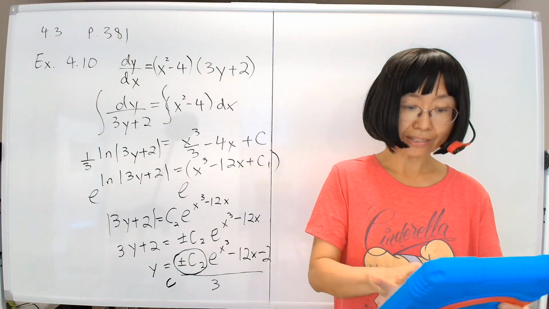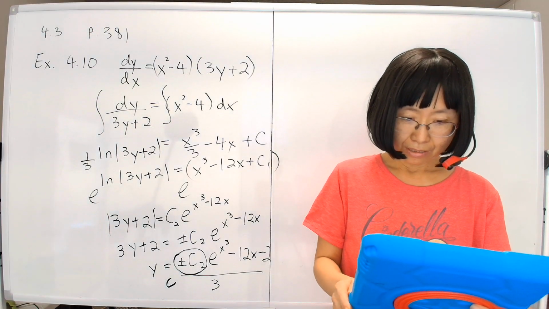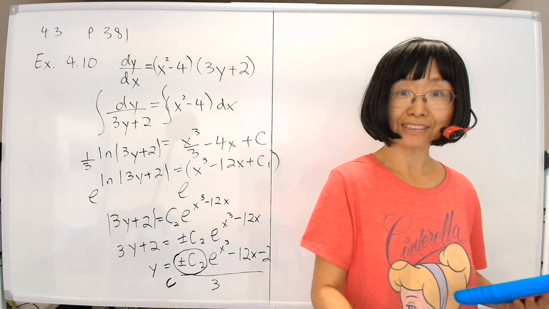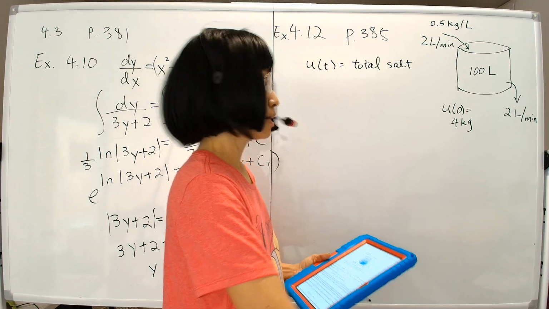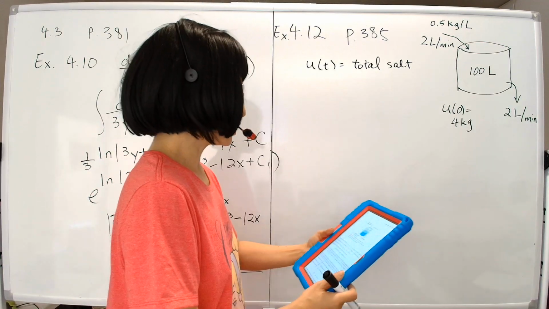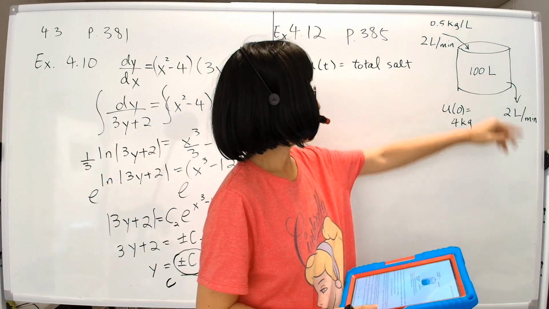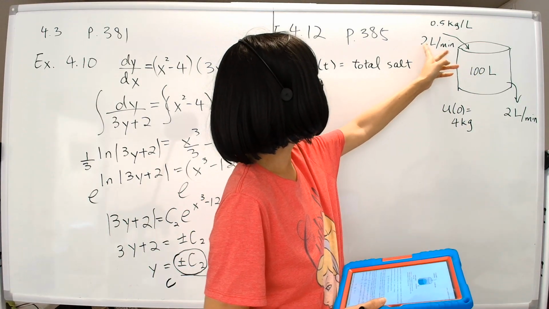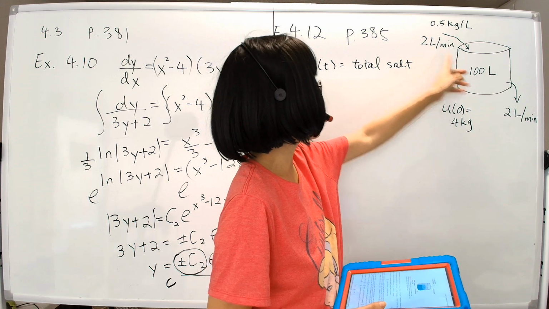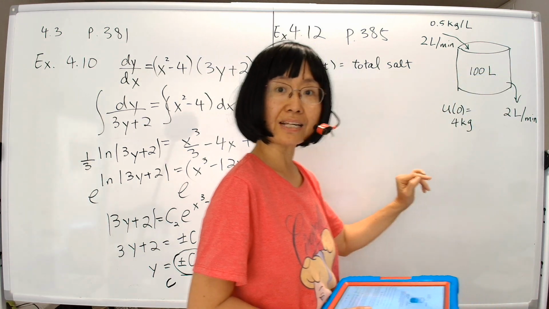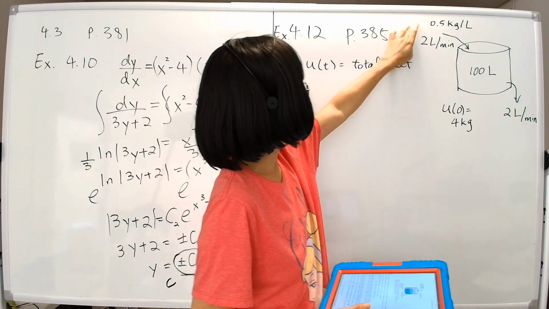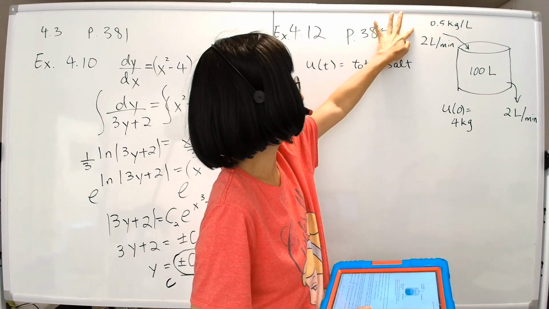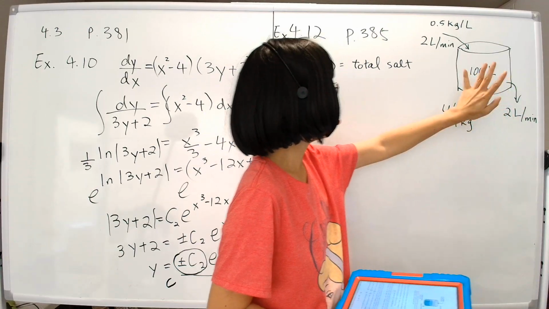Next, let's look at the next problem, which is example 4.12. We're looking at salt tanks. Example 4.12, the salt tank problem, is that we have a tank. It has 100 liters of salt solution in there, and we have salt solution going in at 2 liters per minute and coming out at the same rate. So the 100 liters stays even. The salt going in has a concentration of 0.5 kilograms per liter, and the one going out, we don't know. We've got to figure that out.